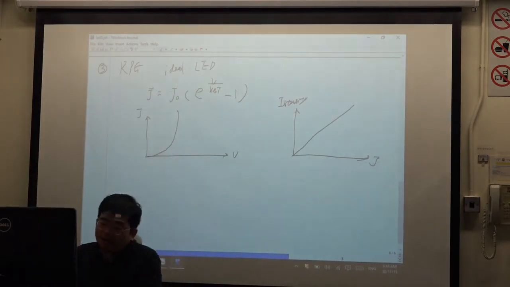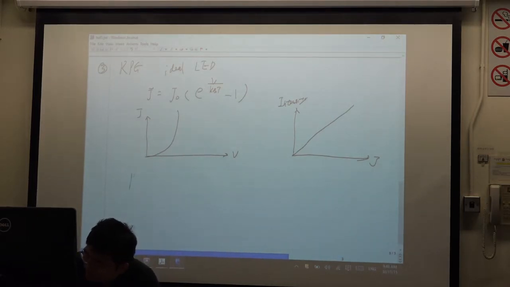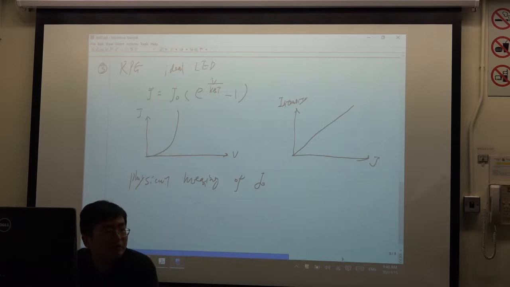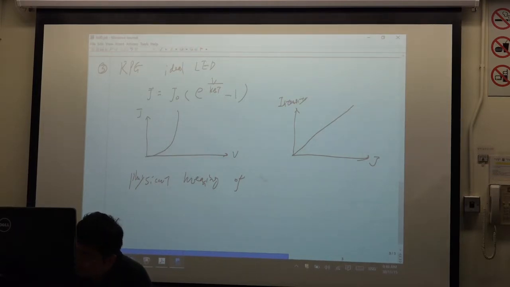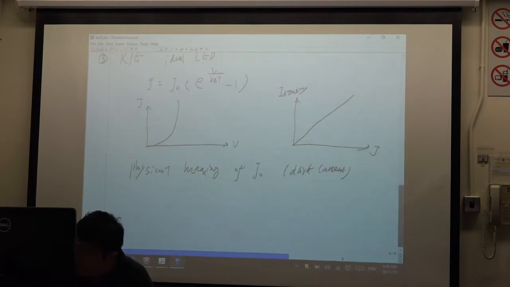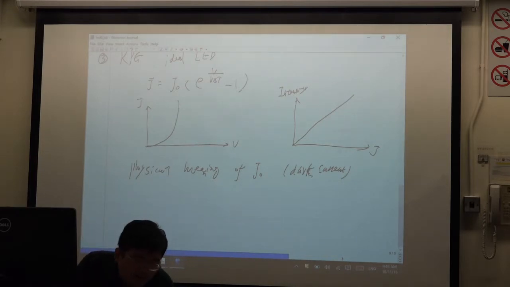And for PhD students, what's the physical meaning of J0? This is important. What's the physical meaning of J0? We call it the dark current, or reverse saturation current. I think dark current is better. What's the meaning of dark current? They say the current is still there in a vacuum-sealed structure without any photon. Without any photon, this is the dark current.